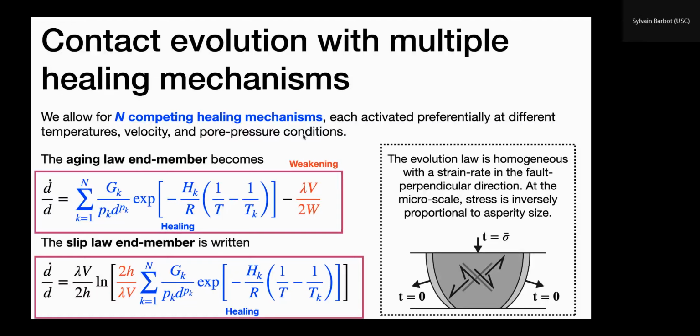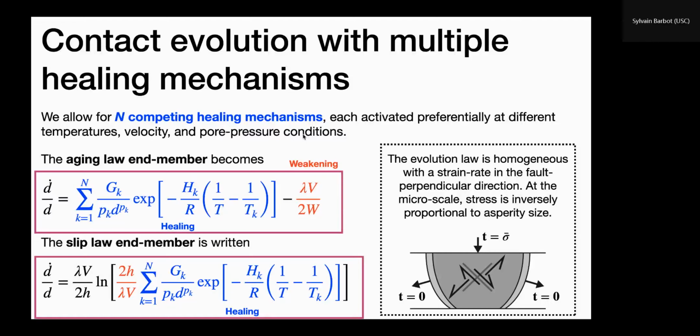And then for the slip law, the only difference is that instead of having these terms adding each other, in the slip law end number, they multiply each other. So the strain rate is proportional to the log of the product of different terms. In the lab, we see behaviors that support the slip law end number and behaviors that support the aging law end number. So neither of these two formulations is valid in all cases. So we consider them as end numbers just for discussion.